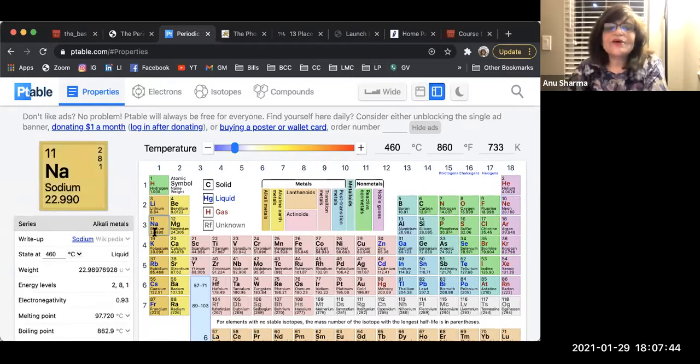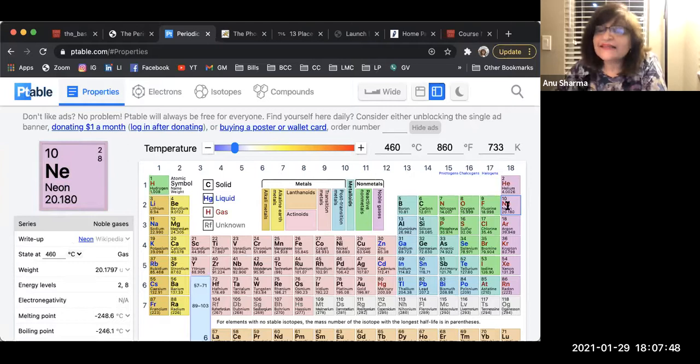Then comes sodium. Neon with the 10 protons is a gas you cannot see, but you add one more proton and it becomes sodium, which is again solid, very reactive, and you put it under the oil. So it doesn't catch fire.